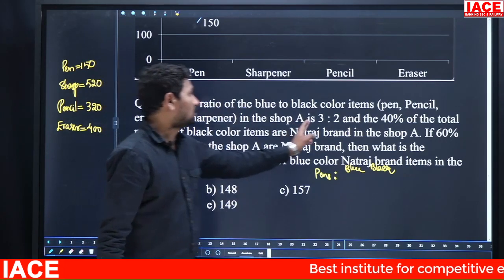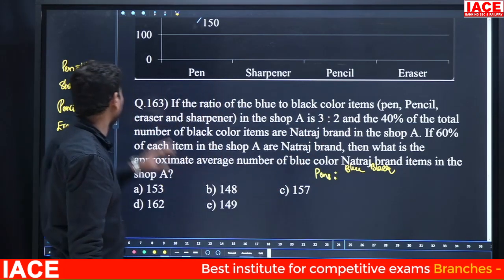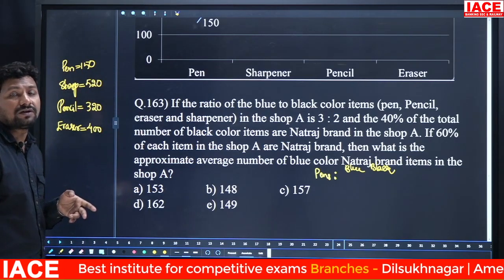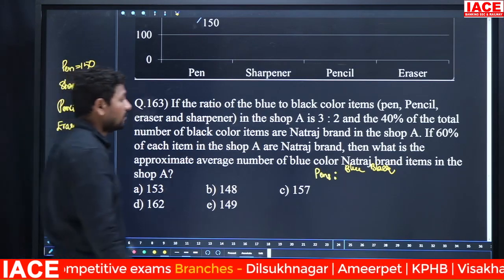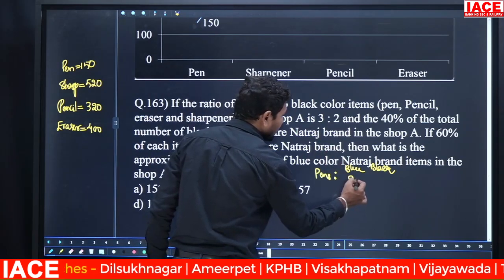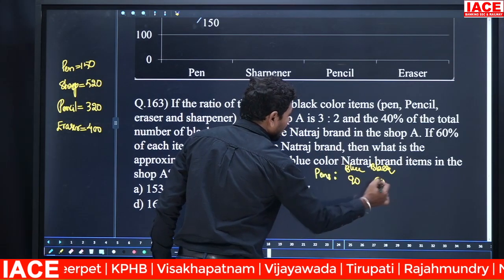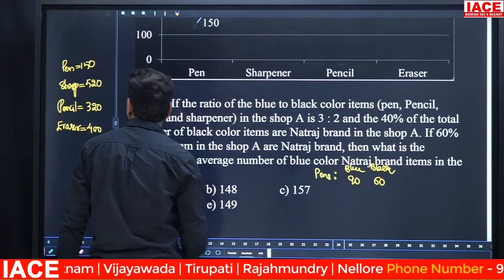Then 3:2. 3 plus 2 is equal to how many parts? 5 parts. 5 parts is equal to 150. 5 parts is equal to 150 means then 1 part is equal to 30. 1 part is equal to 30 means 3 times 30 is 90, 2 times 30 is 60. And this is for pens. As it is, we have to solve for the sharpener.